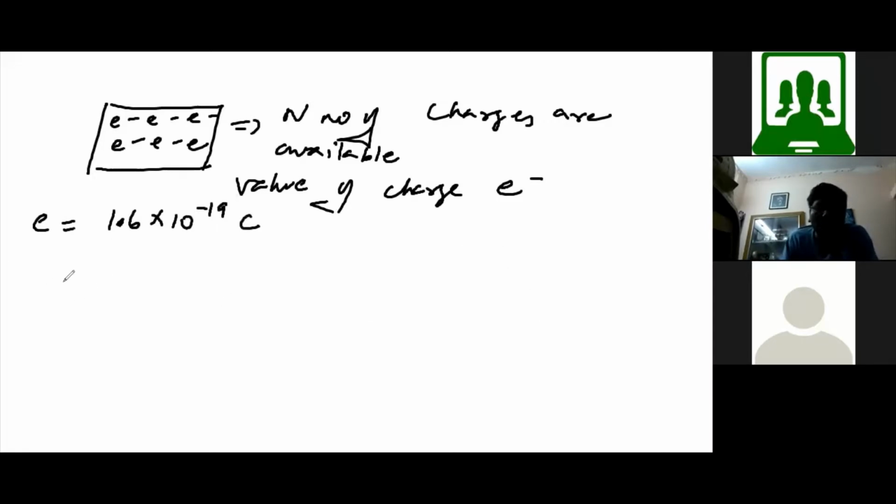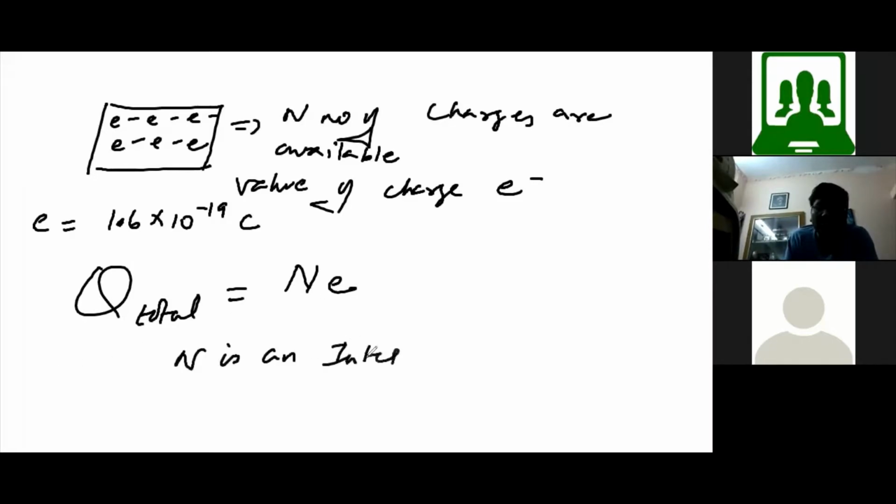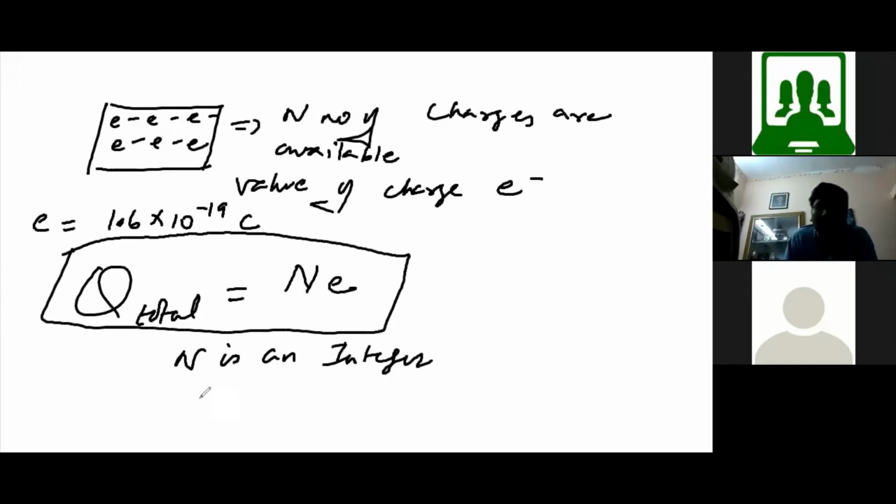So what is the total charge? What is the formula of the law of quantization of charge? Total charge is n times e, where n is an integer. This is a very, very important formula. We are going to use this formula in many questions in physics, many chapters. What is the value of n? n is plus minus 1, plus minus 2, plus minus 3, and so on. All right?